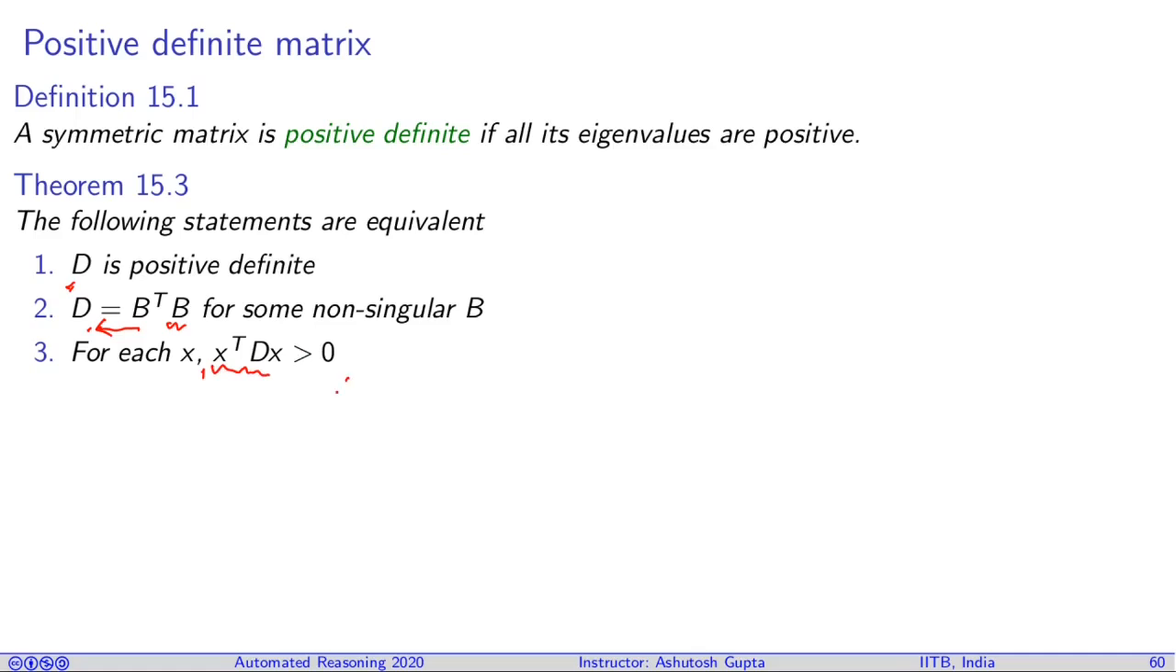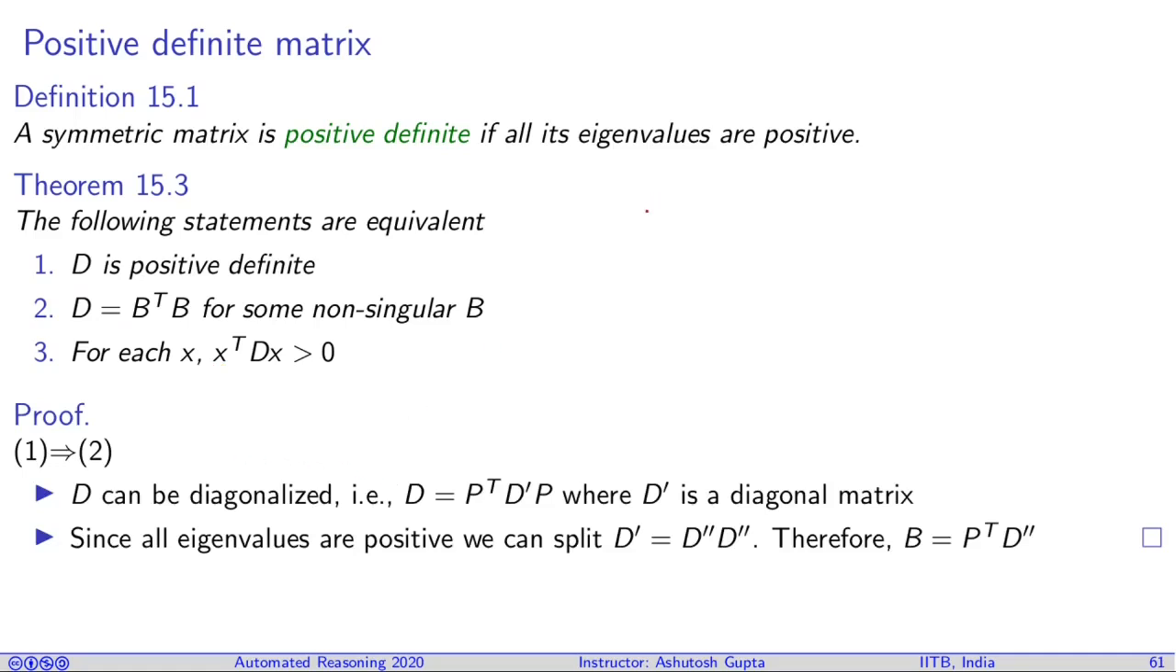And how do we prove that? If all eigenvalues are positive, then it's diagonalizable, and if we diagonalize, then we obtain D equals P transpose D' P. Since D' is a diagonal matrix, it will consist of the eigenvalues of the matrix, and since all of them are positive, we can actually break it down into two parts, which is basically the square root of each eigenvalue, and you can write B as B transpose times D double prime.